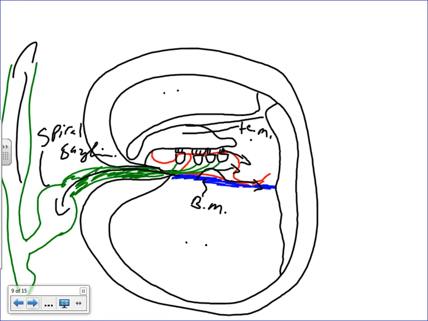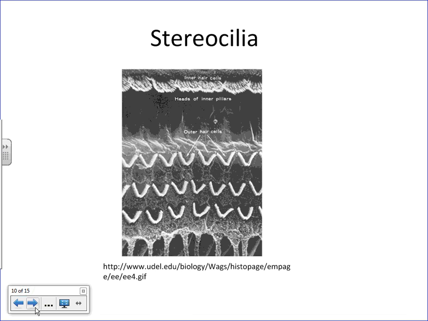Okay, and then up through the cochlear nerve to the brain. All right, and then here again, to retrieve this image from the histology site that I always like, we've got inner and outer hair cells that are located within here as well.